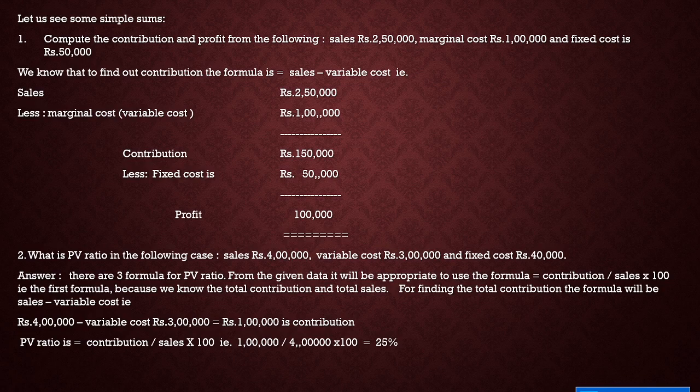I am not able to use the second formula or the third formula in PV ratio. Why? Because the data given here says I can use only the first formula. So I am repeating here, only when you know the formulas thoroughly, if there are three formulas and you know all three, you can come to a conclusion which formula is apt to use in this particular sum. Okay, we'll go to the next sum.